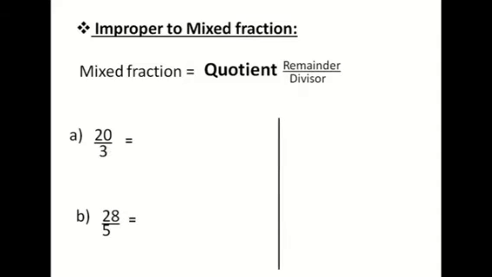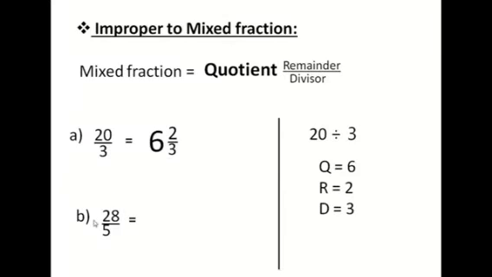You divide 20 by 3. So 3 6s are 18. So the quotient is 6, the remainder is 2, the divisor is 3. Now write it in this form: quotient, then remainder by divisor. Have you written like this? 6, 2 by 3. It came in terms of a mixed fraction. 6 is the whole part, 2 by 3 is the fraction part.